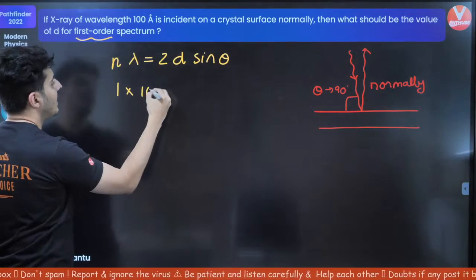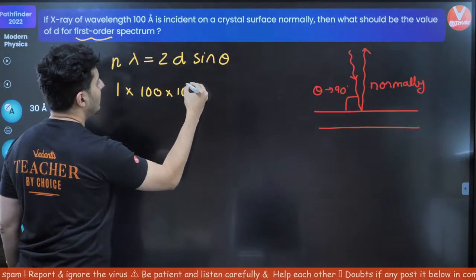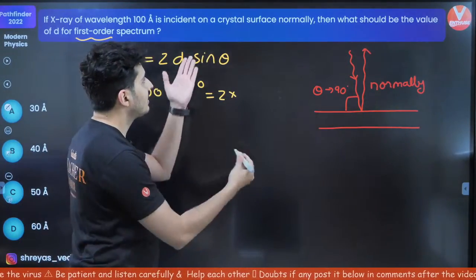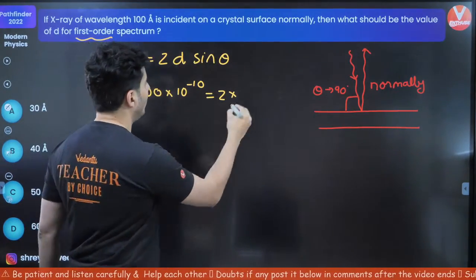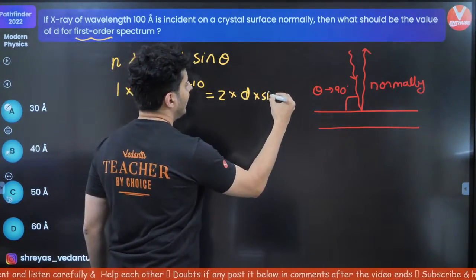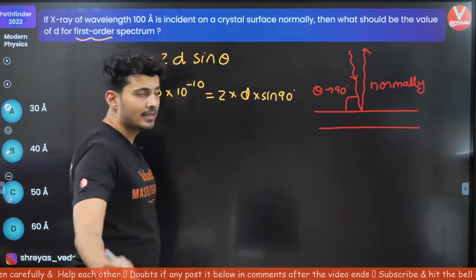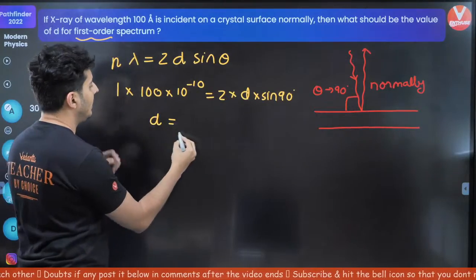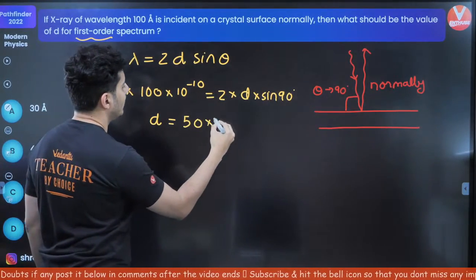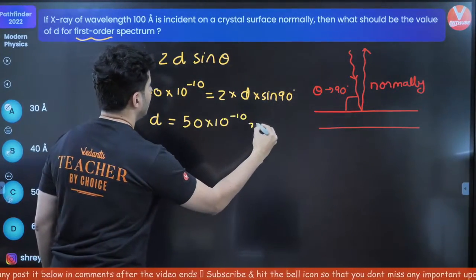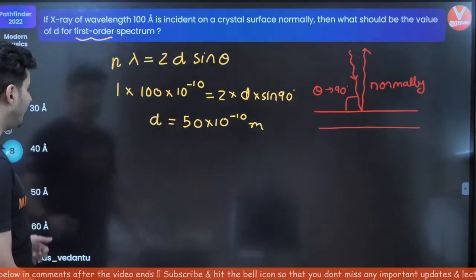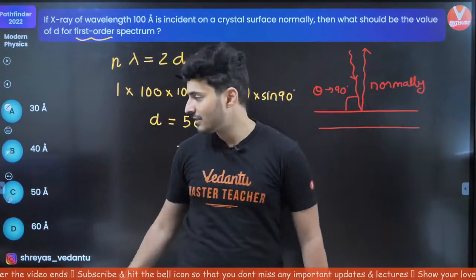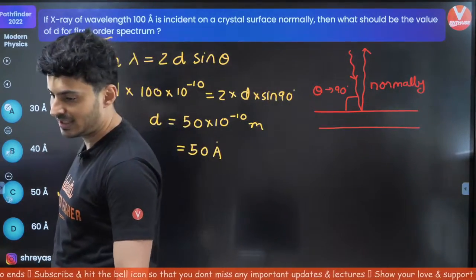Wavelength is 100 angstrom, so 100 into 10 to the power minus 10 is equal to 2 into d. D is something which I do not know. Sine of 90 degrees is 1. So naturally d will be 100 by 2, which is 50 into 10 to the power minus 10 meters. So do I have it? Yes, this is nothing but 50 angstroms, which is there in option C. Correct, Sneha?